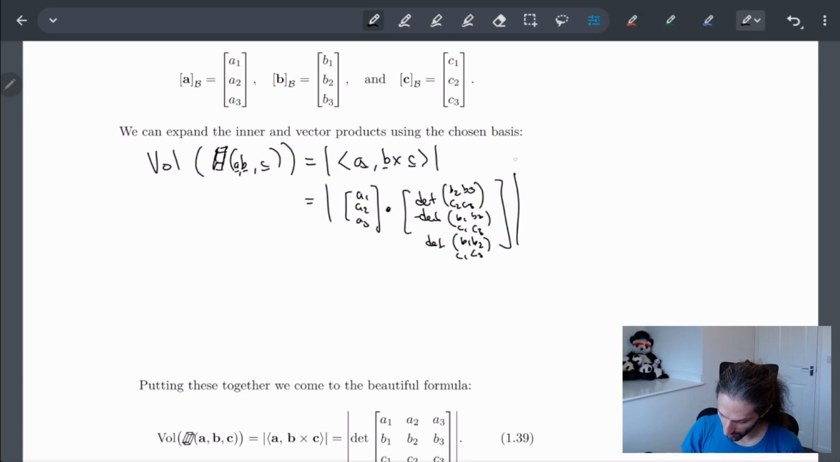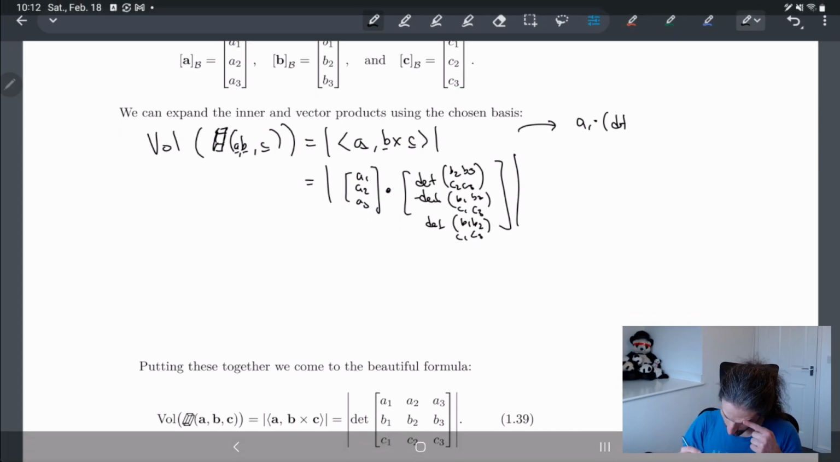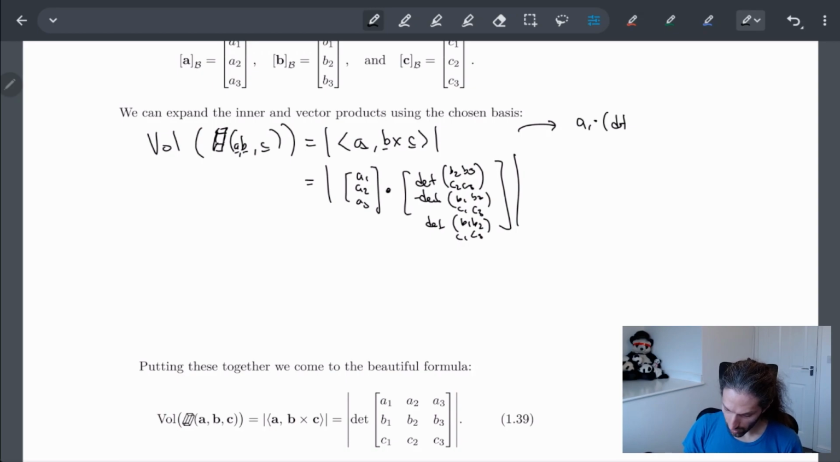So if you think of this, we have A1 times the determinant of B2, C2, etc. Oh, here I need a transpose, I think. Oh, no, the determinant. Yeah. So we can see it this way, right? This is actually exactly what we're doing. So here, A1 we're going to be multiplying with this determinant, A2 with this determinant, and A3 with this determinant.